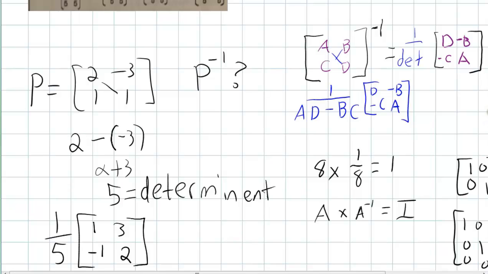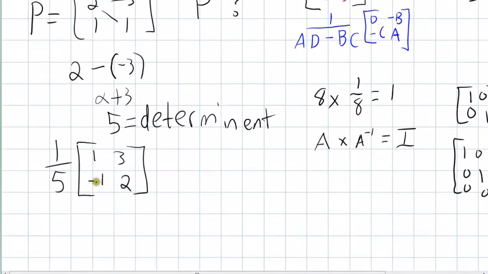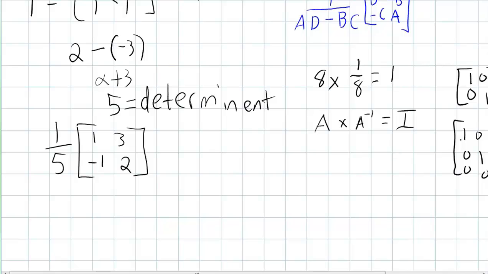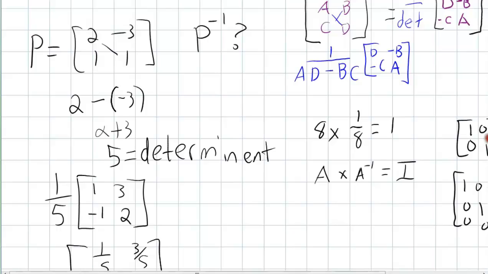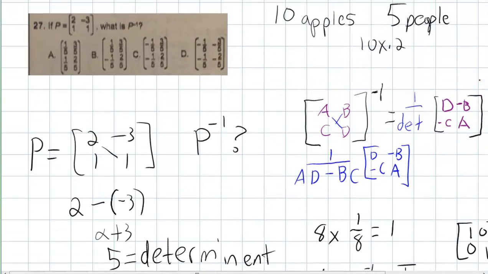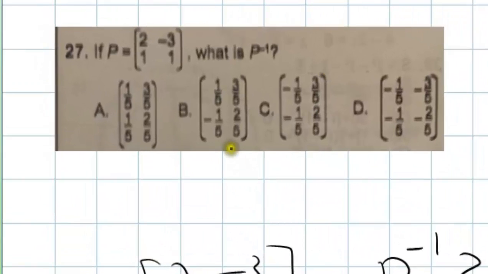And now I'm really close to finishing up. I just have to multiply this. Since it's just 1/5 outside of the matrix, I can just say 1/5 times each one of these numbers, and that'll give me my new answer. It's like multiplying by a scalar. There's no special trick to it. You just multiply everything by 1/5. So my new matrix will be 1/5, -1/5, 3/5, and 2/5. And that would be my answer, which I think was this one.